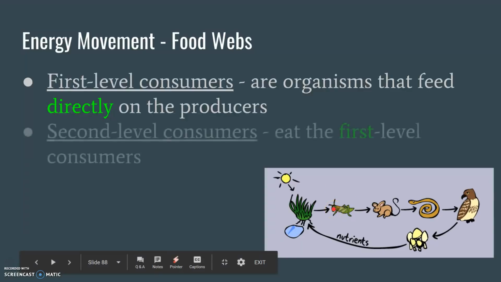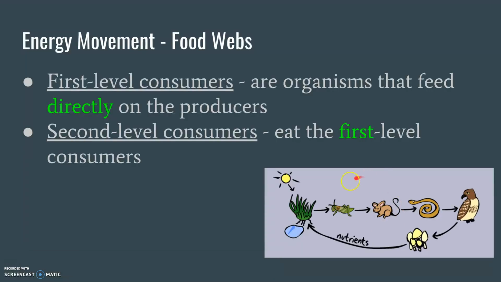Guess what's next? Second level. This guy eats the first level consumer. So this is a second level consumer because he is 2 steps away from plants. 1, 2. Or because he eats the grasshopper that ate the plants. I like to count steps though. I think it's easier. The mouse is 1, 2 steps away from the plant. That makes him a second level consumer.